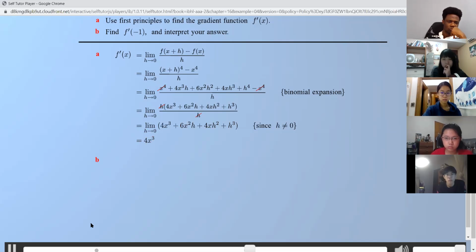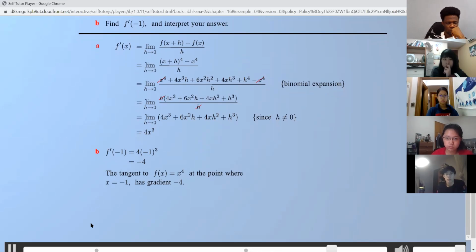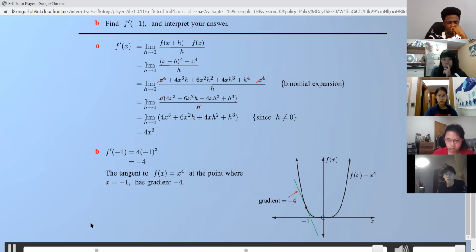Once we have found the derivative of a function f of x, we can evaluate the derivative function for a particular value of x. This gives us the gradient of the tangent to f of x at that value of x. To find f dashed of minus 1, we substitute minus 1 into the derivative function. The result is minus 4. This means that the tangent to the function at the point where x equals minus 1 has gradient minus 4. We can illustrate the result on a graph. Notice that the tangent has a steep negative gradient.